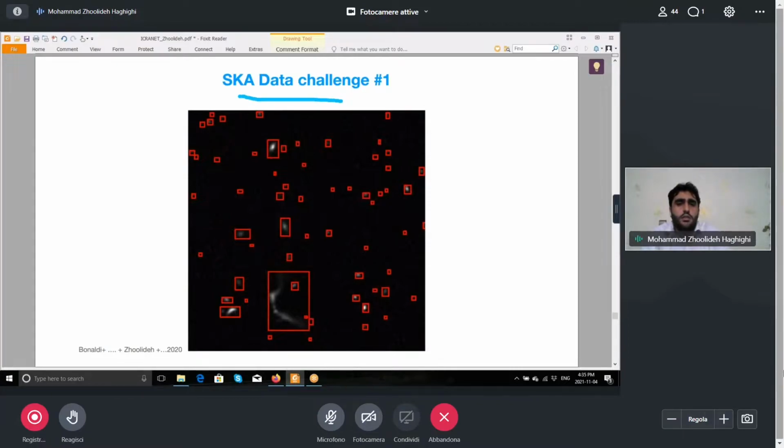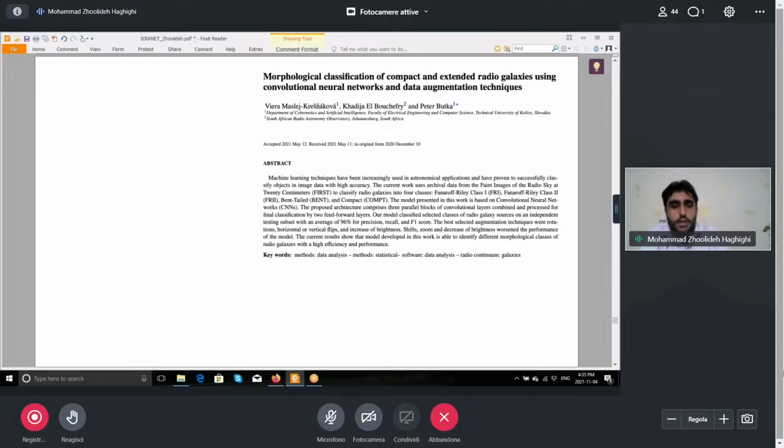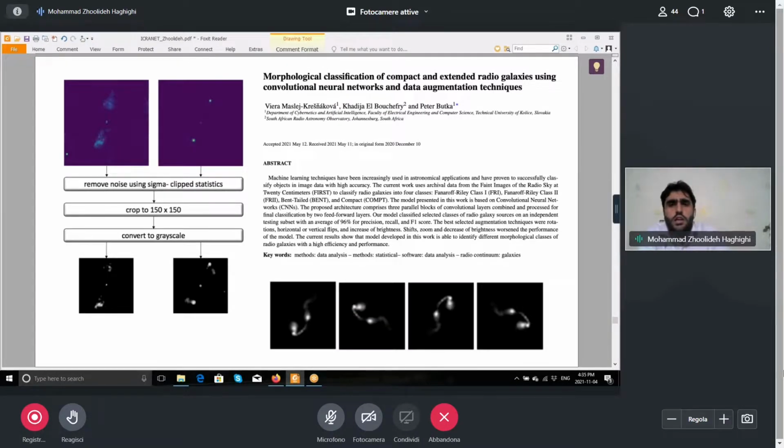We have done it in SKA Data Challenge 1, and you can see radio sources are found in these images, and very nicely. Morphological classification is another task that can be done by machine learning. In this paper, you can see how radio sources can be classified into different classes.